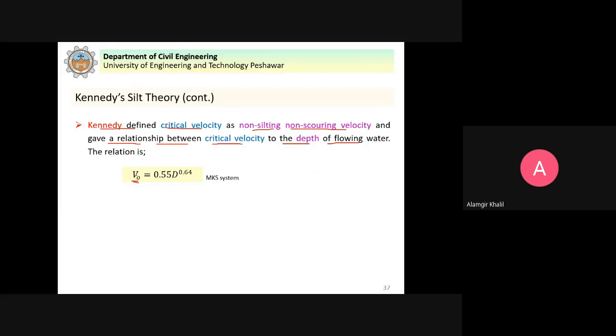This is the velocity with which the water should flow in the channel. That will not allow the silt in the water to settle, neither will it cause the erosion of the bed or side material, scouring. So this was related through this equation to the depth of water. And in the FPS system, this is the equation. So V sub naught is the critical velocity, and D is the depth of water.